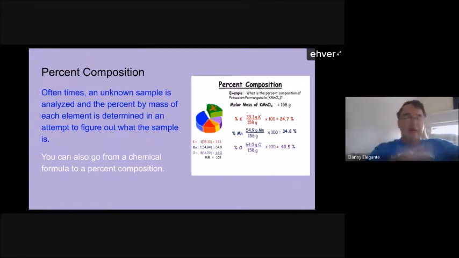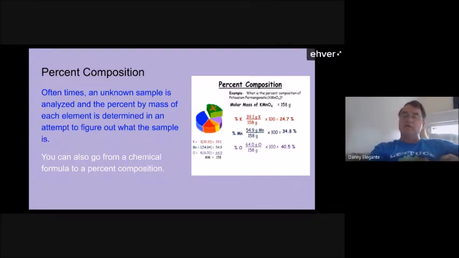So they'll do that analysis and they'll come back and say it's this much this and this much that. And from that, then you can kind of work towards figuring out what it is. You can also go from a chemical formula to a percent composition. So if you look over on that right-hand side, they give you the formula KMnO4.